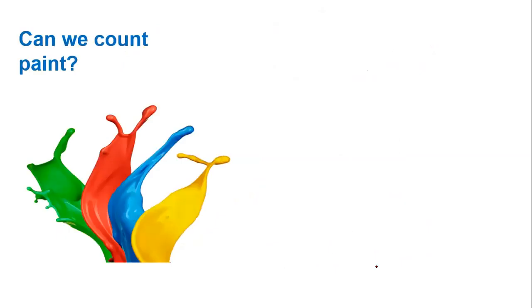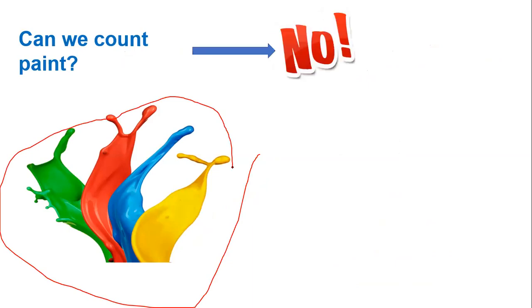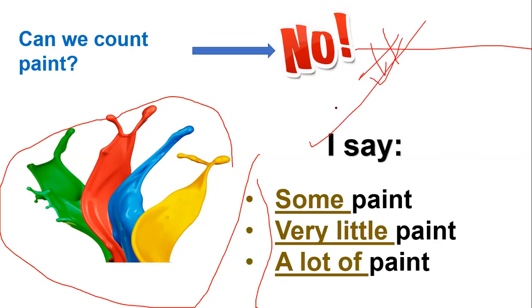What about paint? So check it. Okay, like this. Can we count paint like this? No. No, right? So the same thing. I have the option to say some paint, very little paint, a lot of paint if you want a big quantity. Okay. Why do I say some, very little, and a lot of, and why can't I say the number? Why is it incorrect for me to say the number?